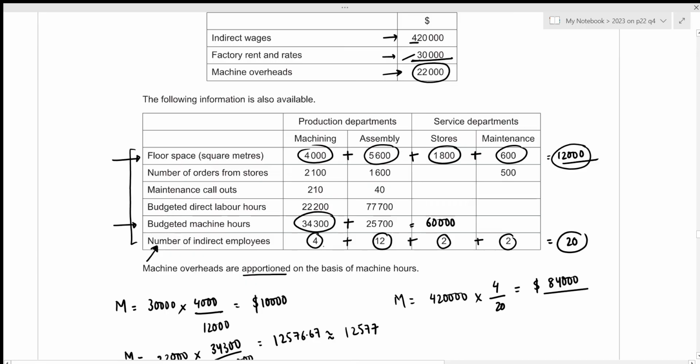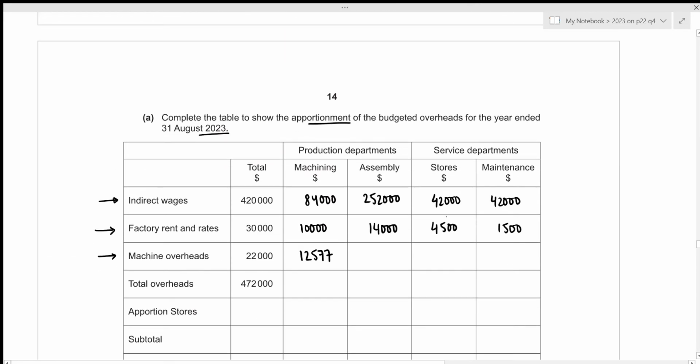Then we repeat the same process for our assembly department. That will be 22,000 multiplied by 25,700 divided by 60,000, which will result in the value of 9,423.33, but we can round it off as 9,423. Let's write it down.